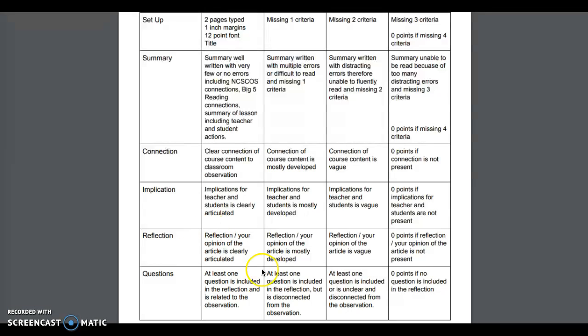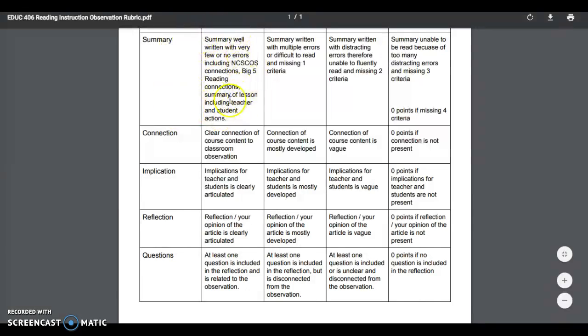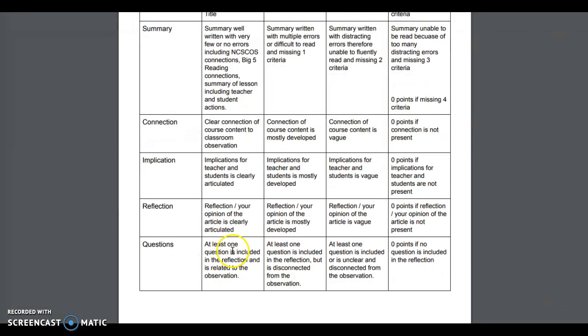And then your reflection of your opinion of the observation, not the article, but the observation. Make sure that your reflection is clearly articulated and well written. You have your summary up here about the lesson that you're observing. This is your reflection, your opinion, your takeaway on that lesson. And then at least one question that's included in the reflection and is related to your observation.